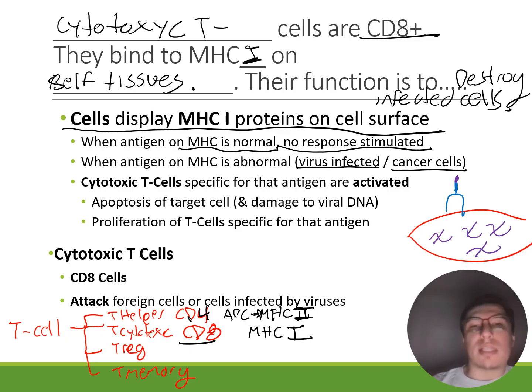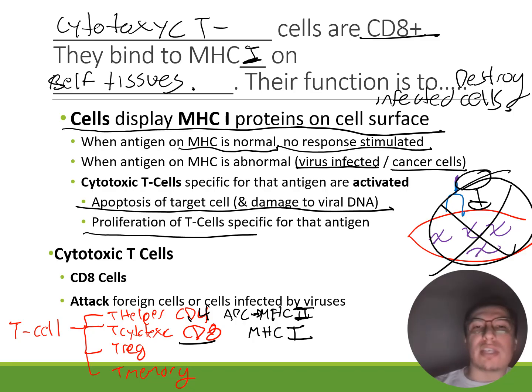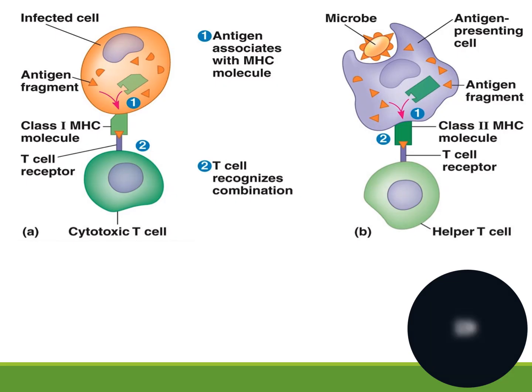There is a virus. When the cytotoxic T cell comes in, it will be stimulated and then will cause the attack of this cell. Cytotoxic T cells, once activated, cause the apoptosis of that cell. All right, and they cause the proliferation of T cells to that specific antigen. In summary, cytotoxic T cells are CD8. They attack foreign cells or cells infected by viruses or cancer as well. Okay, let's go over this process one more time.